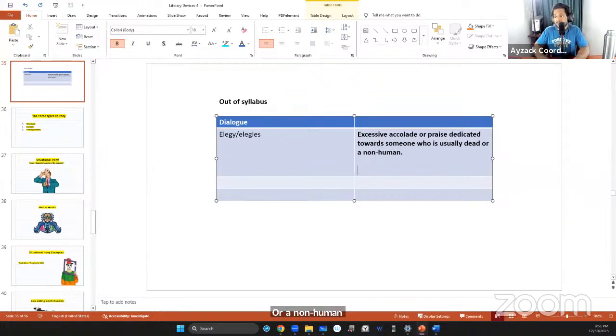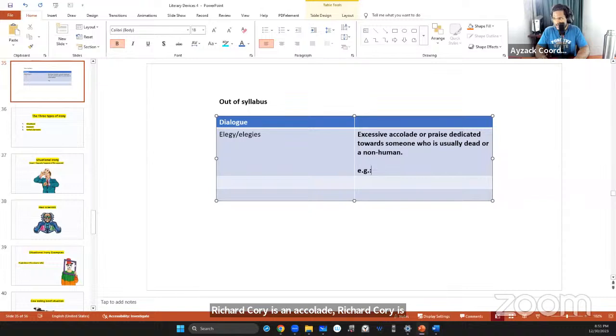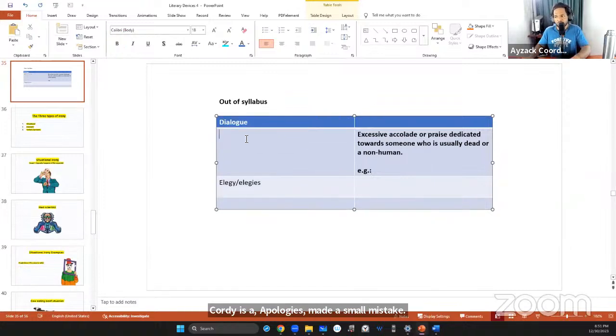Richard Cory is a good example, right? An example in our syllabus, even though they don't recognize this in our syllabus. Richard Cory is an elegy. Apologies, made a small mistake. Eulogy, okay? Eulogy. See, even I sometimes confuse them. A eulogy is an accolade or praise dedicated towards someone who is dead or a non-human.